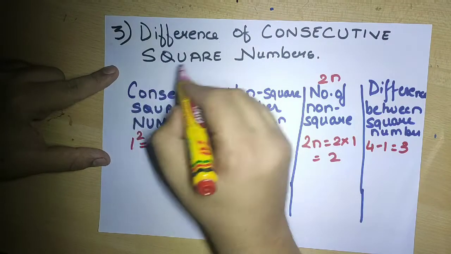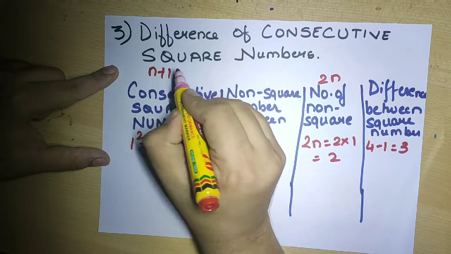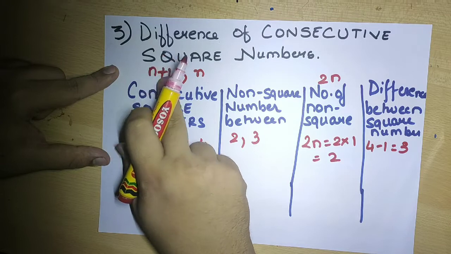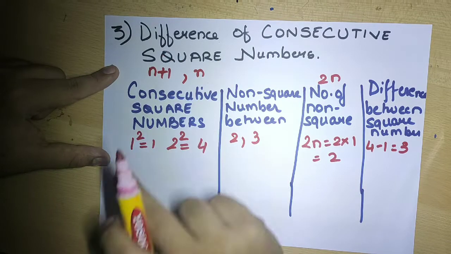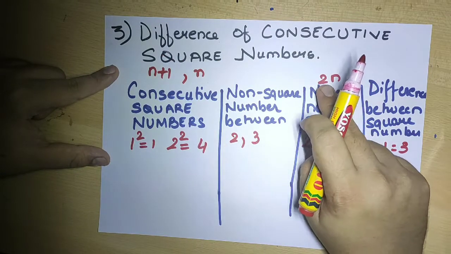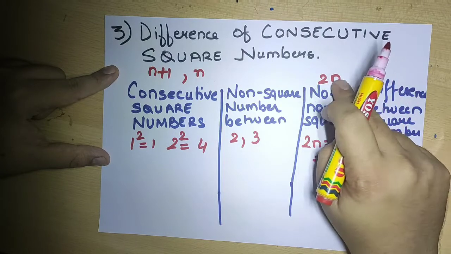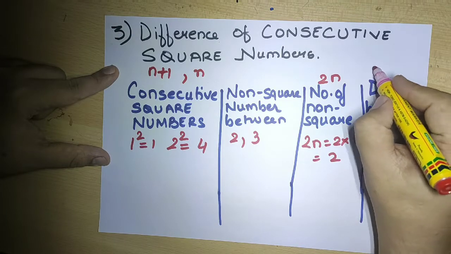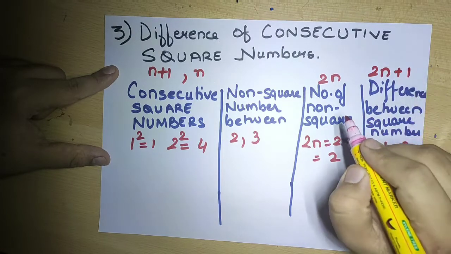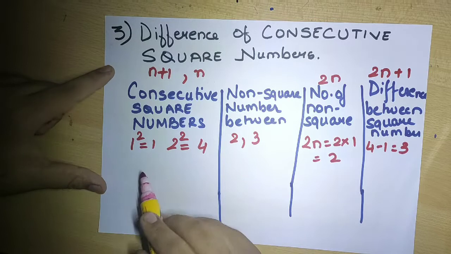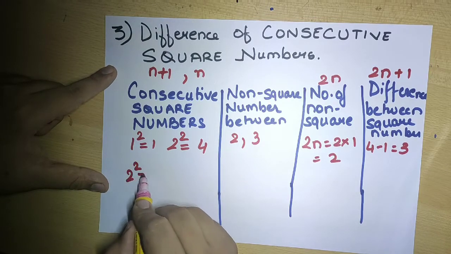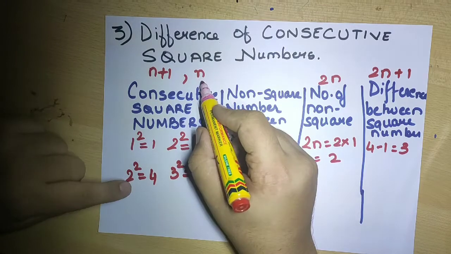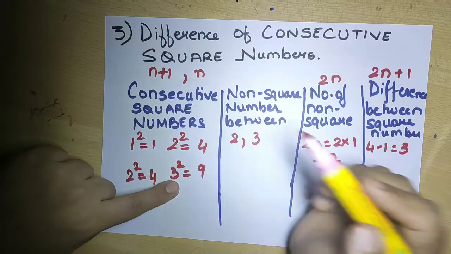See, first of all, we have n plus 1 and n. Two numbers. Here 2 is n plus 1 and 1 is n. The solution that we have is that the number of non-square numbers is 2n, and the difference between the two square numbers is 2n plus 1. Let us solve how. If we take an example, 2 square is equal to 4 and 3 square is equal to 9. So n is 2 and n plus 1 is 3.